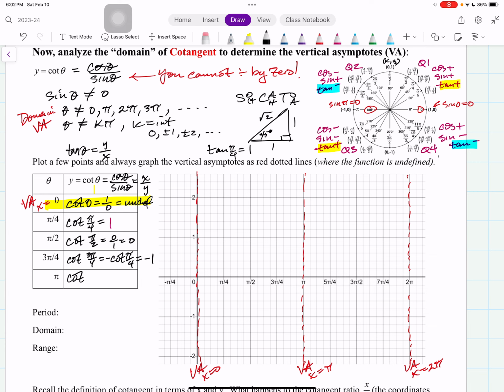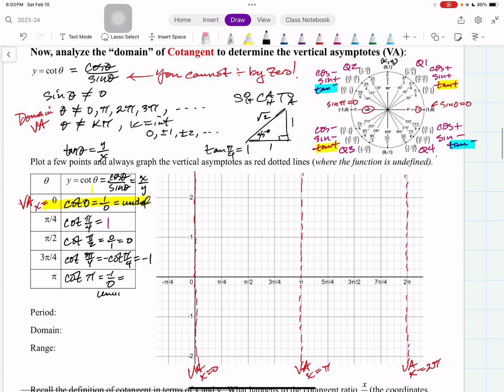Then you take the cotangent of pi, and that's negative 1 divided by 0, excuse me, that's undefined. I don't know what I just said, but that's undefined. So we just found our second vertical asymptote here, by evaluation. Then we plot these points and kind of get an idea of what's going on.